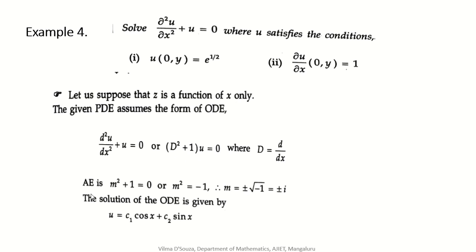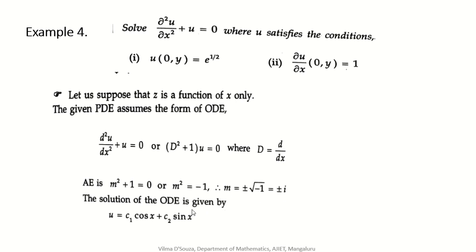You know how to solve this. You write down the auxiliary equation. m² + 1 = 0, or m² = -1. So what are the roots? The roots are plus or minus i, the square root of minus 1. So it is of the form a ± ib.